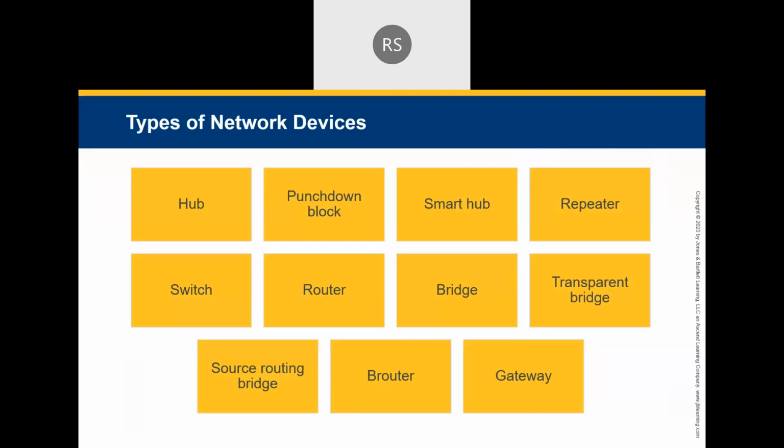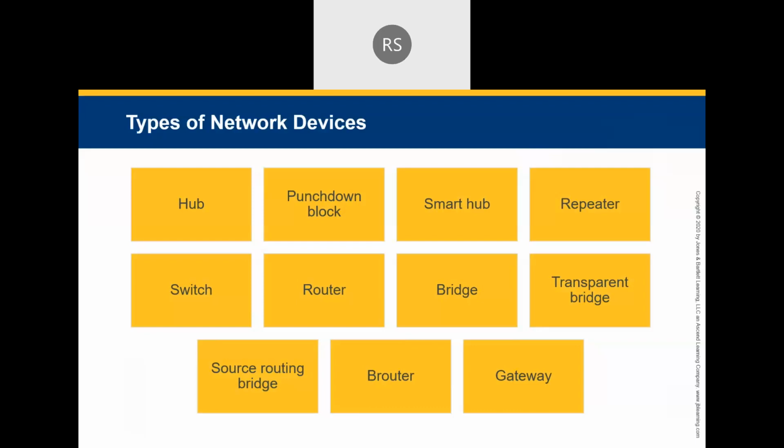Also, a source routing bridge. This is where the routing occurs based on the use of discovery frames that travel the network to determine all the possible paths to the intended destination. And then it's going to select the best path to use.